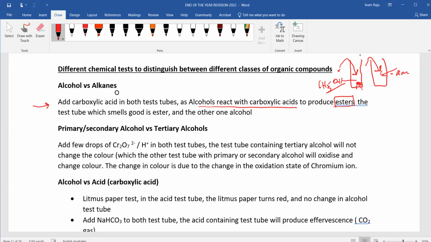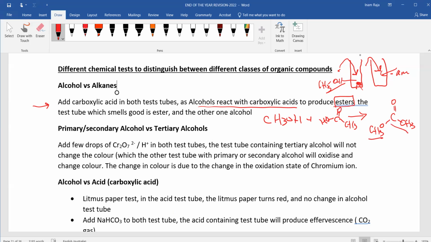So this is a simple test. If they ask you to write the equation, you can write the equation for esterification. For example, if methanol was present, you add, let's say, ethanoic acid, OH, and then it becomes CH3O, CH3. So it becomes methyl ethanoate. So that ester is formed.